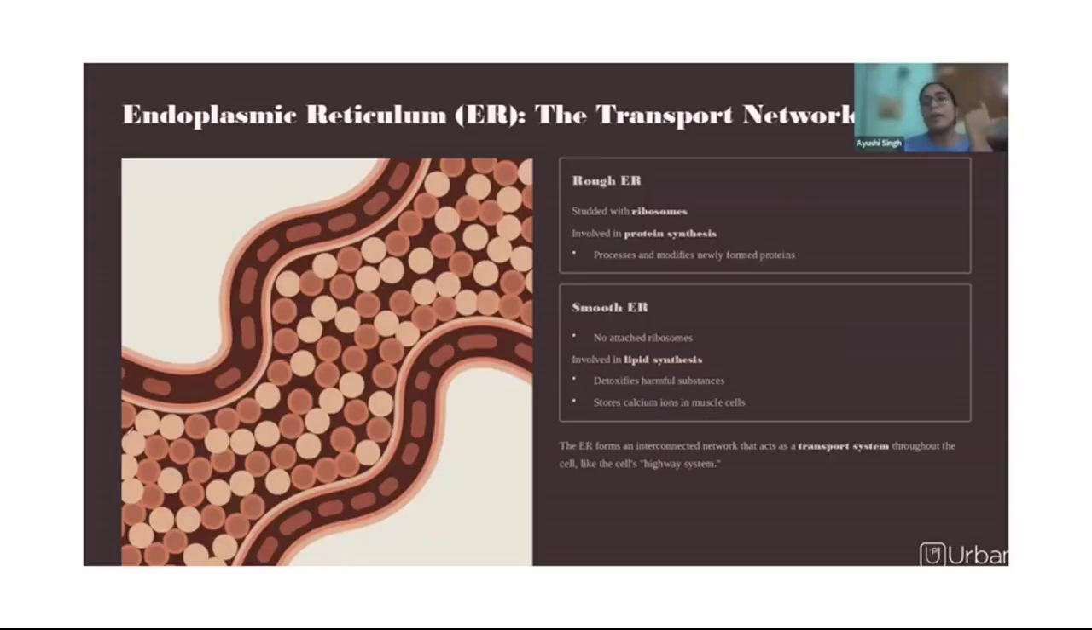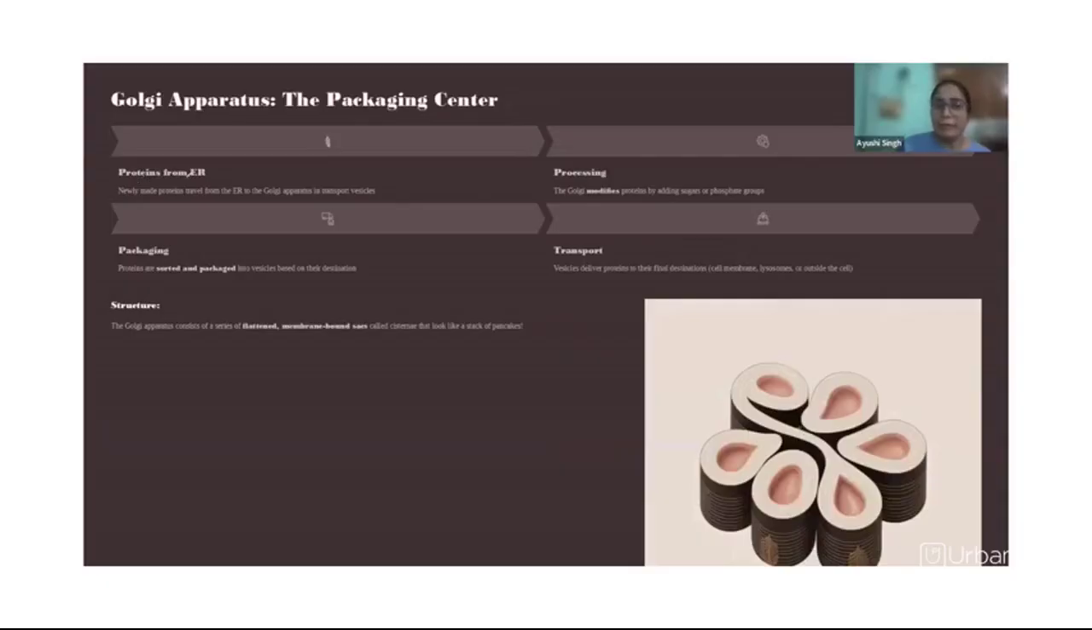cytoplasm, plasma membrane, cell wall, then nucleus, then plastids, and mitochondria, endoplasmic reticulum. We have discussed so many organelles without even knowing. Okay, now comes the Golgi apparatus. So Golgi apparatus also helps in making protein from endoplasmic reticulum. It also helps in packaging.